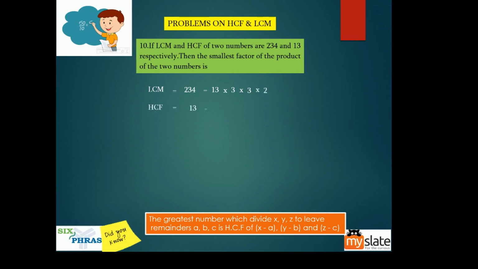Now, you know, the product of two numbers is equal to LCM into HCF. In the question, they want the smallest factor of the product of two numbers. So the product of two numbers is equal to 13 into 3 into 3 into 2 into 13. Now, the smallest factor here is 2. So, the answer is 2.